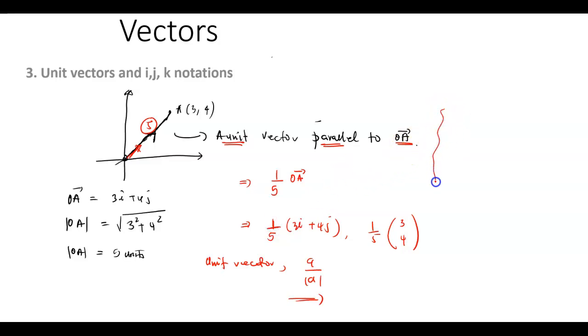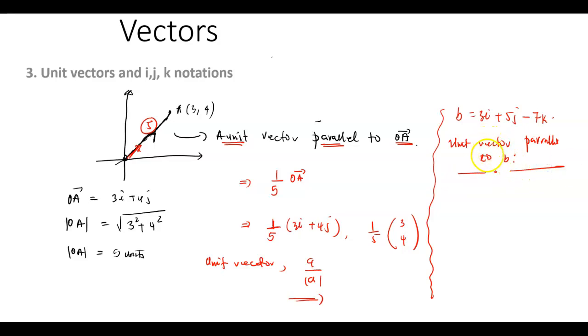If I have this vector in 3 dimensions, the same concept is extended. If my vector B is 3i plus 5j minus 7k, the unity vector parallel to B: you can pause the video and try to get the answer for this. Find the unity vector parallel to B.